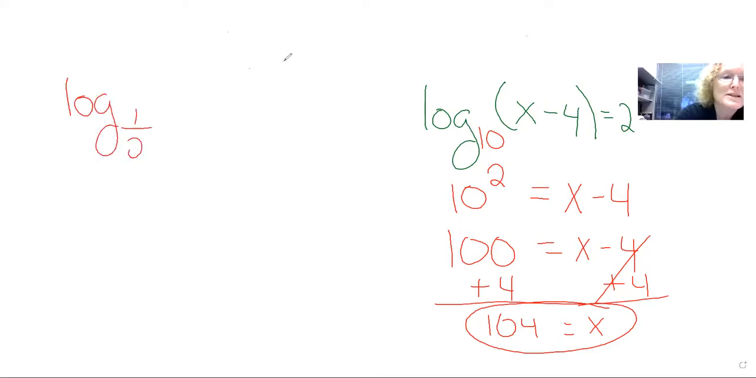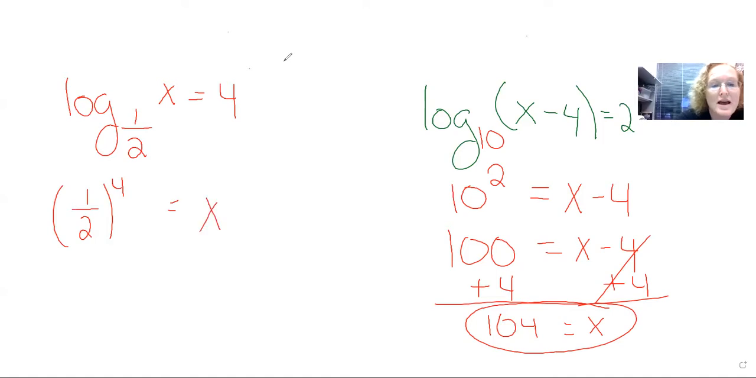So the log base 1/2 of x equals 4. Okay, so here we go. It's got a base, so we don't have to put in a 10 or anything like that. So now what we can do is we can take it out of log form, put it in exponential form. So we start with that base. So 1/2 raised to the 4th power equals x.